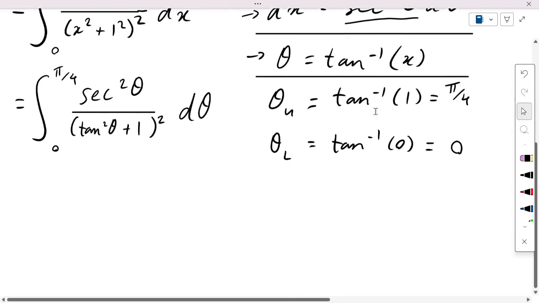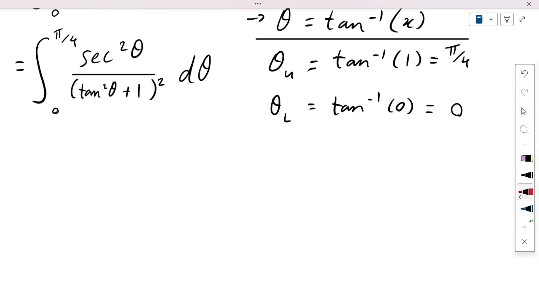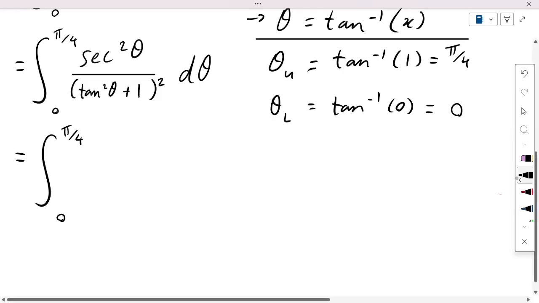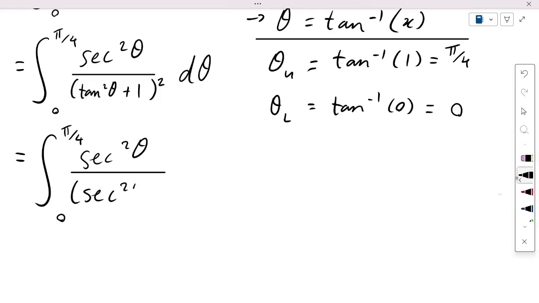Now we need to know our identities once again. With trigonometric substitution, if you don't know your identities, you are actually screwed. So what is this identity? We can clearly see that it is the secant square theta identity: tan square theta plus 1 is equal to secant square theta. Therefore, we can write the integral like this. Pi over 4, then 0, and then we're going to have secant square theta divided by secant square theta all squared, with respect to theta.